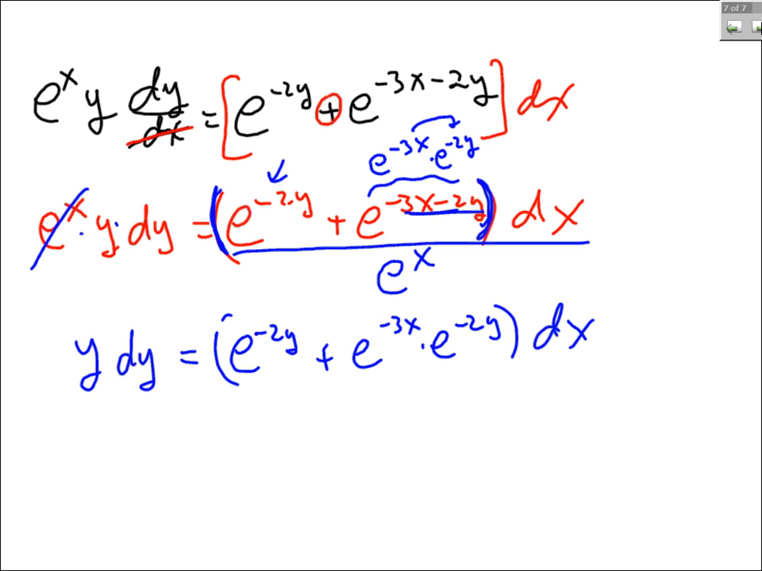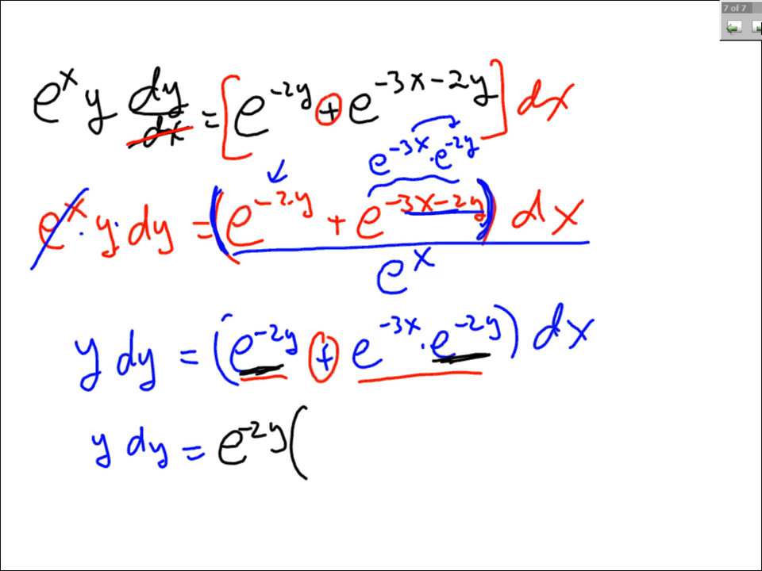Now, I claim that I can factor what's inside those brackets. This is the separator of the terms, and on close inspection, look at this, they both have a factor of e to the negative 2y. So I can factor it out. And then what's left is plus e to the negative 3x, and that gets multiplied by dx.